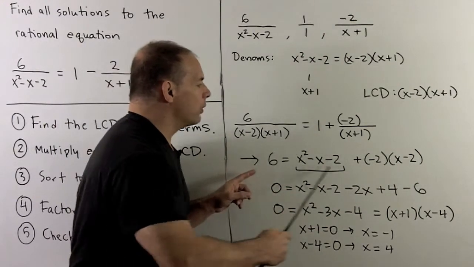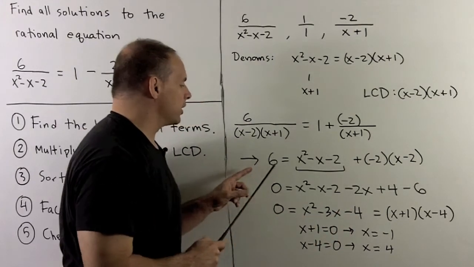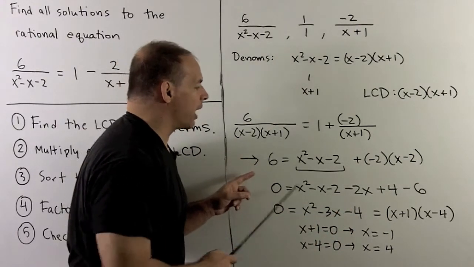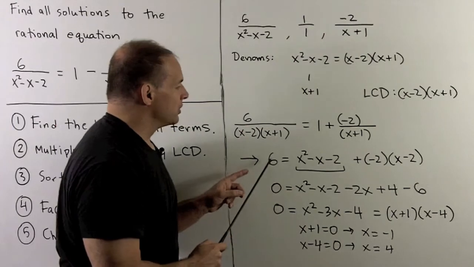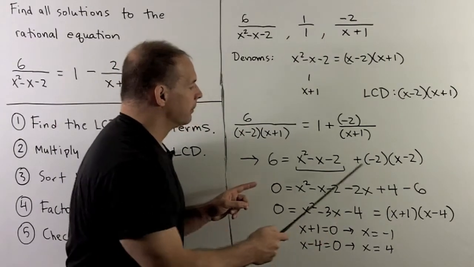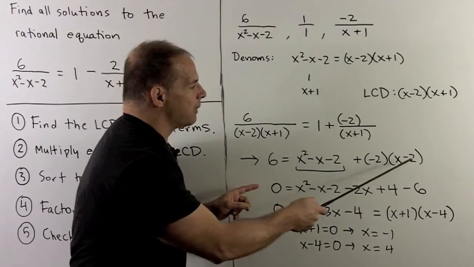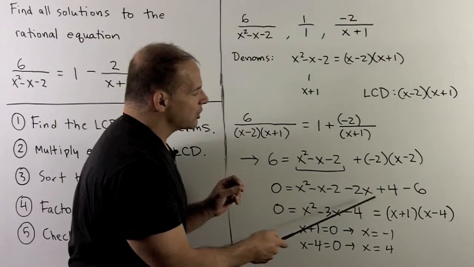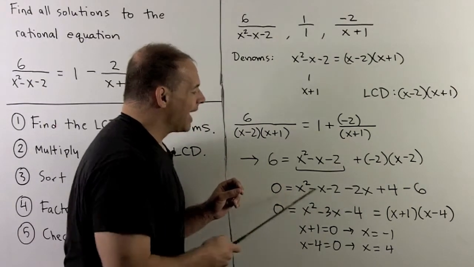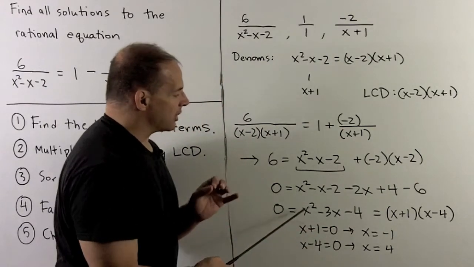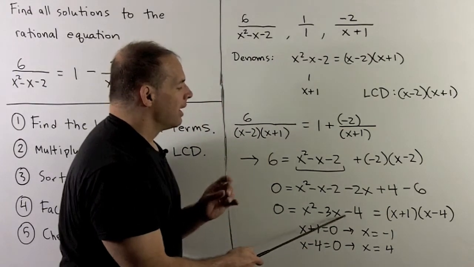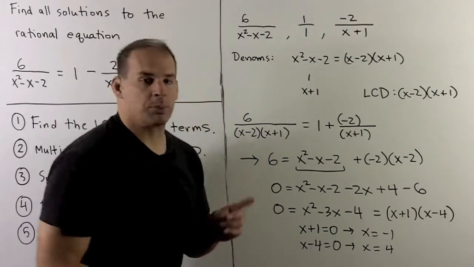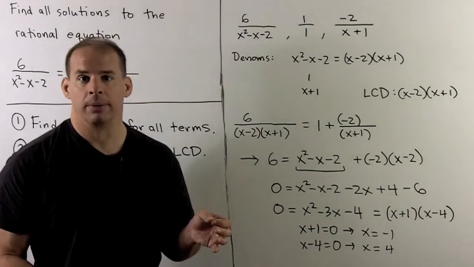Now, I can work with this. Instead of going to the left-hand side, I'm going to push everything to the right-hand side. 6 goes over as a minus 6. The minus 2 times x minus 2, I distribute that minus 2 through. That gives me minus 2x plus 4. I simplify, so I have x squared minus 3x minus 4. That factors nicely as x plus 1 times x minus 4.